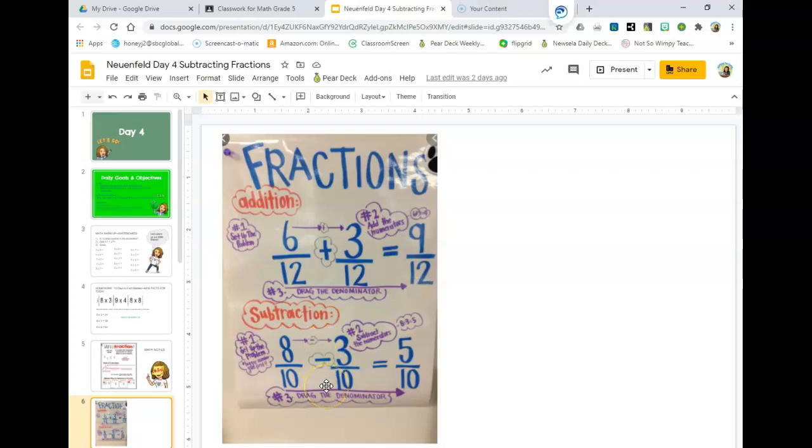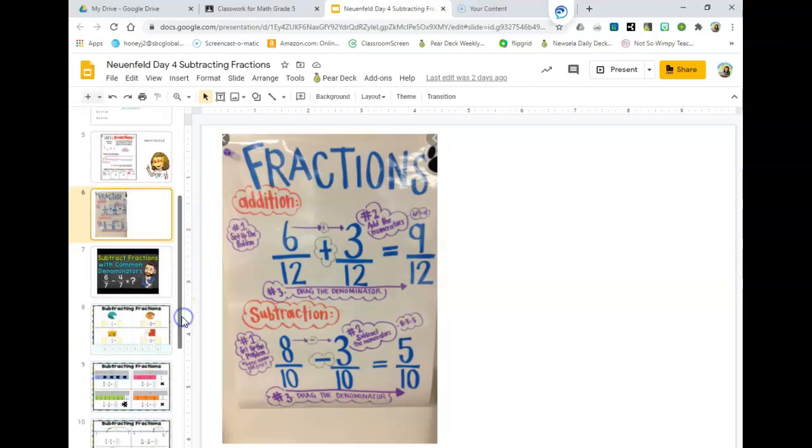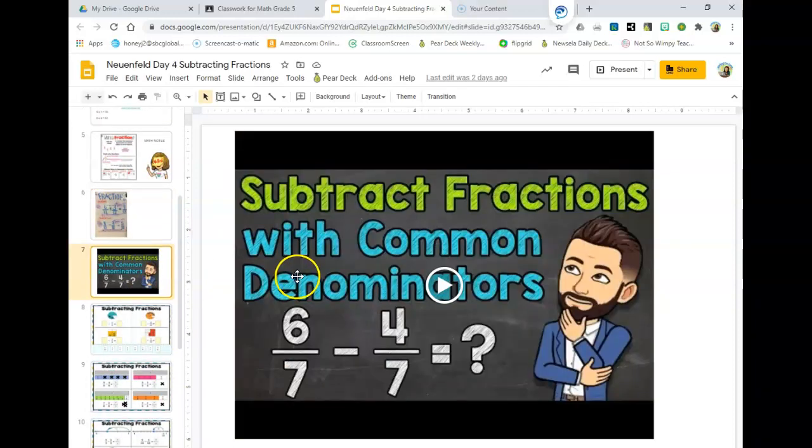On subtraction, same exact setup. You're going to start by setting up the problem, and then you're going to subtract the numerators. 8 minus 3 equals 5. And then I'm going to continue by dragging that denominator over, and that is 10. Now, let's take a moment and watch a video about subtracting fractions with common denominators.